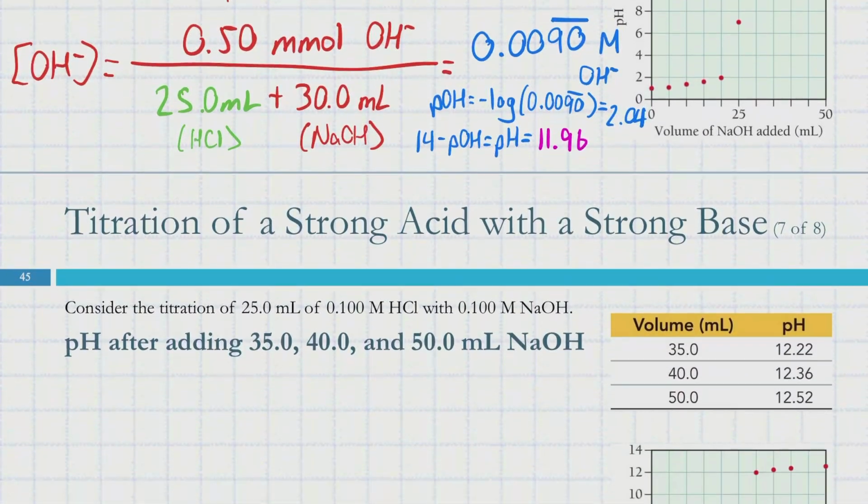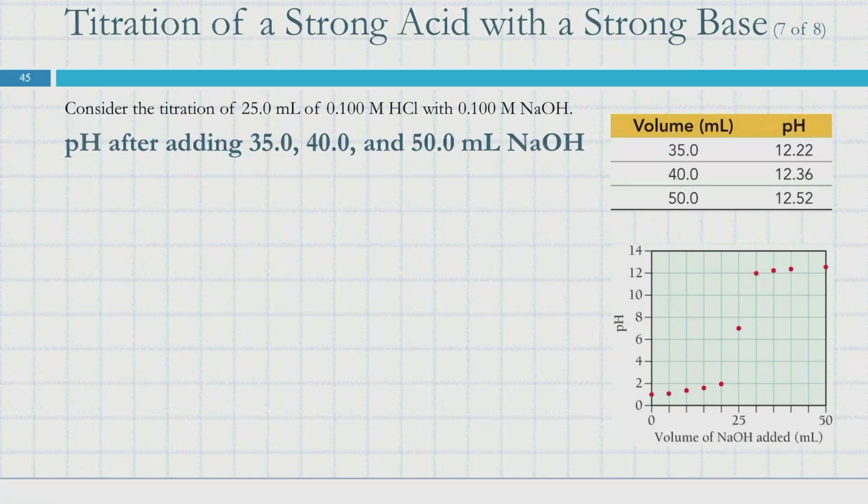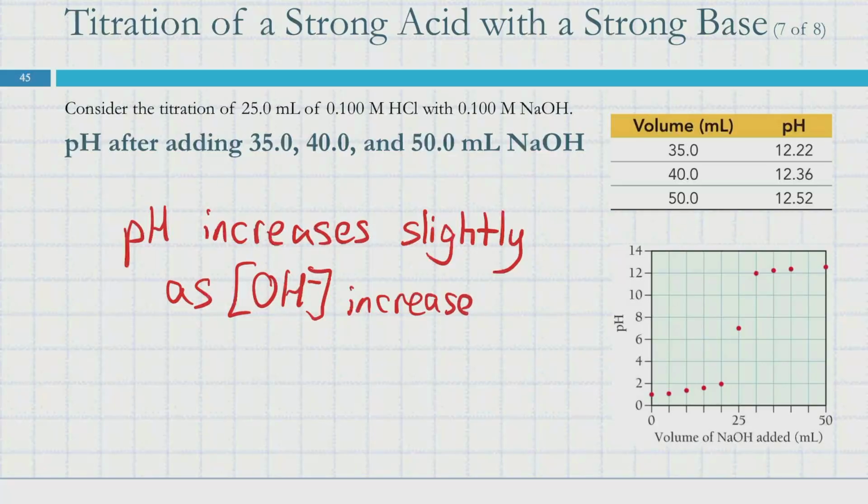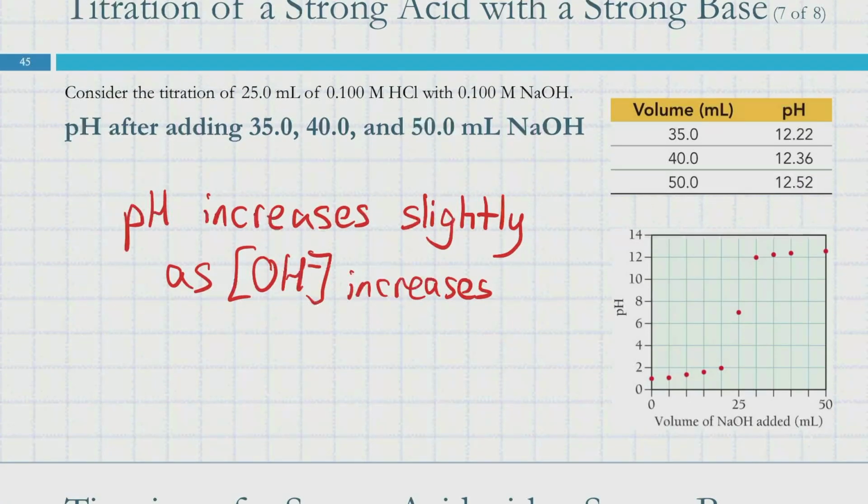We can do the rest of the steps adding in even more hydroxide. So our pH increases slightly as hydroxide concentration increases. And again, lots of opportunity to do not very entertaining and not very insightful math, so we're just going to skip it. And that would wrap up our titration.